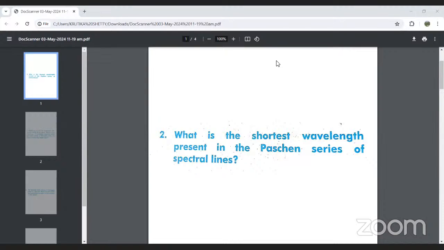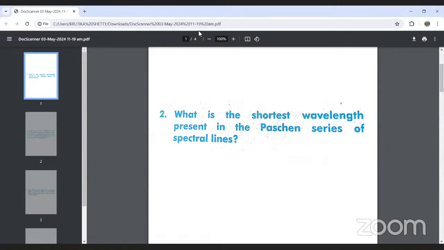The first question is, what is the shortest wavelength present in the Paschen series of the spectral lines? The question looks very simple. You know the formula too, but there is a chance we will make a mistake. So let us see. What is the shortest wavelength in the Paschen series of spectral lines? Yesterday I told you what values to consider for the shortest and the longest wavelength.